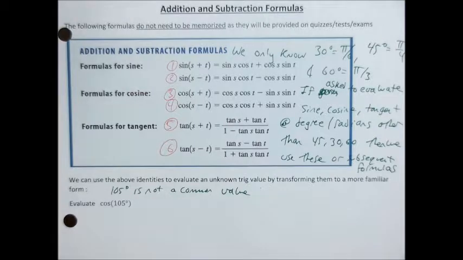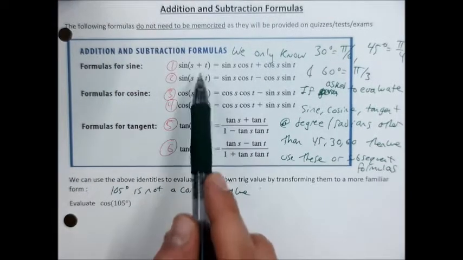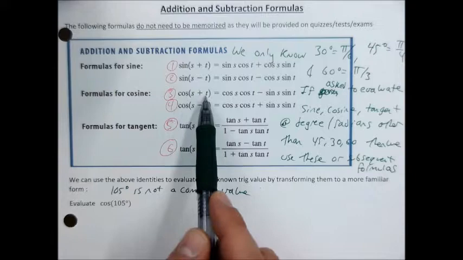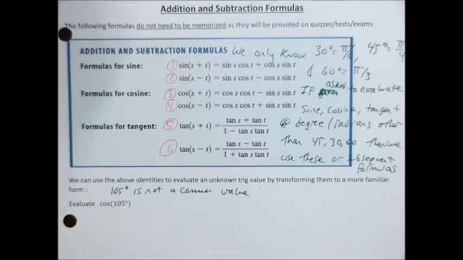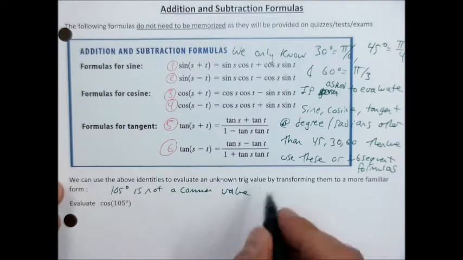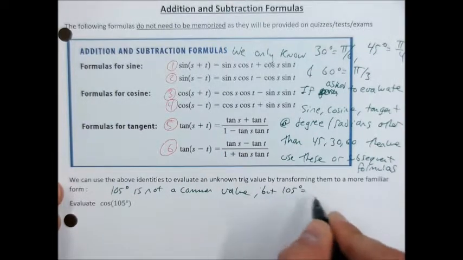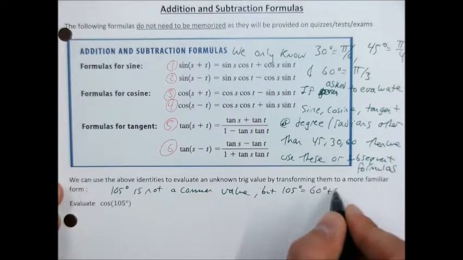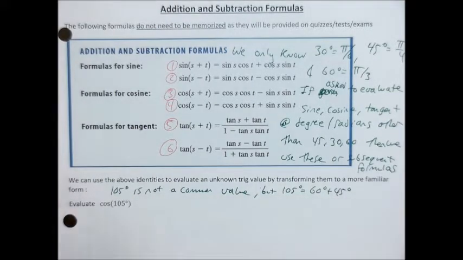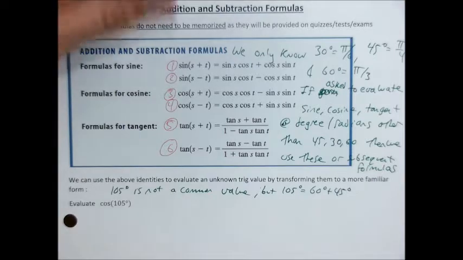60 and 45. So 60 and 45 is a really good option, right? Because we know 60 degrees and we know 45 degrees, and when we add them together we get 105 degrees. We're looking for 2 things, just 2 things, because we need to be able to have it in one of those formulas. And so 105 is not a common value, but 105 is 60 plus 45. And so let's use that idea when we evaluate cosine of 105.